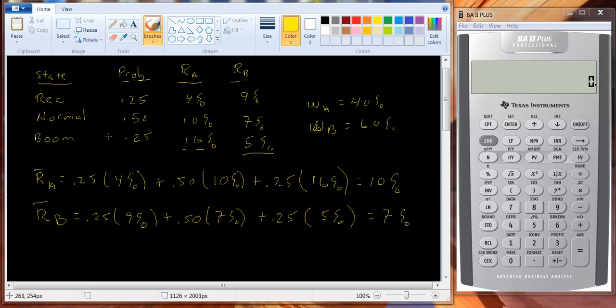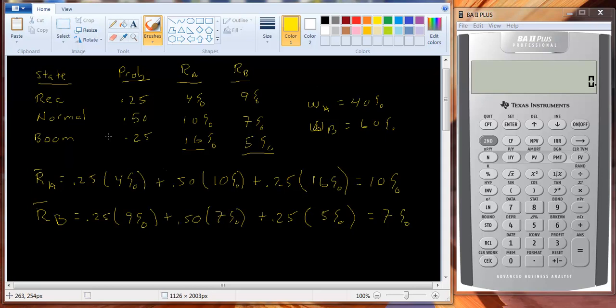Those probabilities come from our economic forecasters. We forecasted that there's a 25% chance of recession, a 50% chance of normal growth, and a 25% chance of a boom period. And if we're in a recession, A stock will return 4%, normal economic growth 10%, and a boom period 16%. And then likewise, you can read the numbers for B.